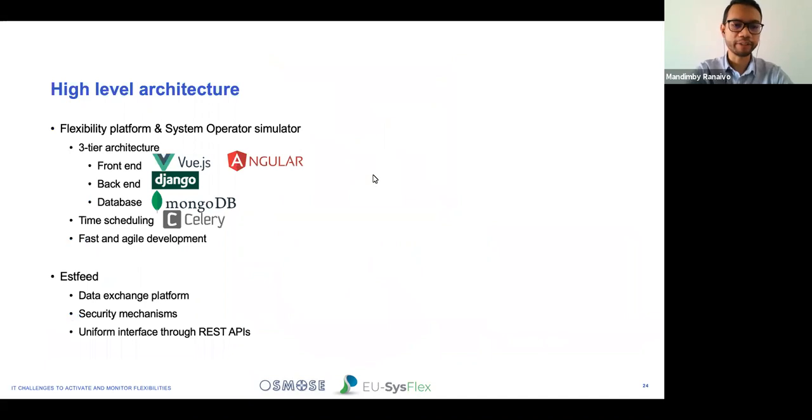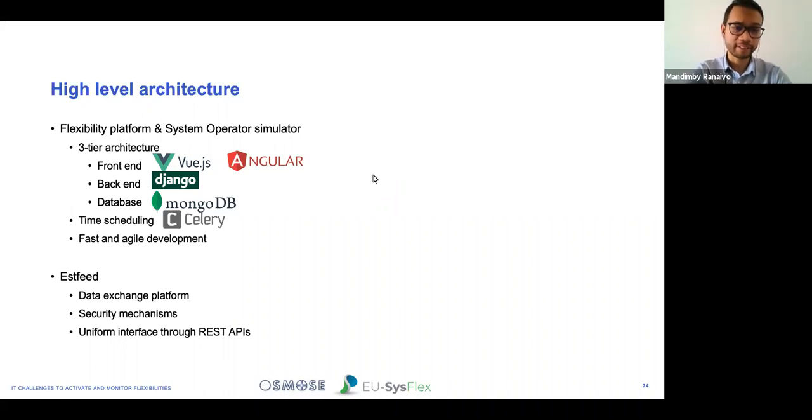Here I'm showing the IT solutions that we used in the development of the flexibility platform and the system operator simulator. It is based on a three-tier architecture. This is a classical IT architecture where you have the presentation layer, the user interface, the backend, which is where the processes are implemented, and the database in which we have the persistence features.